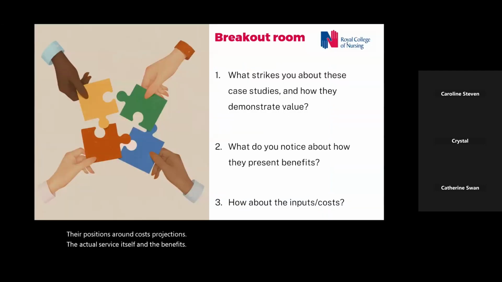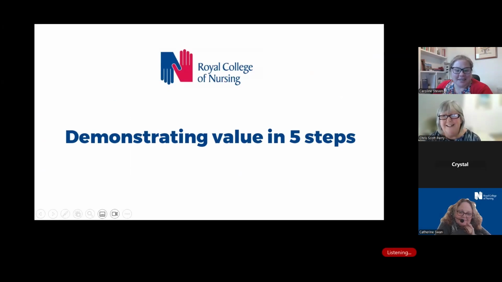So what I would like us to do, if somebody could support me to please put everybody in breakout rooms. Go on, jump in. Somebody tell us what you were chatting about.